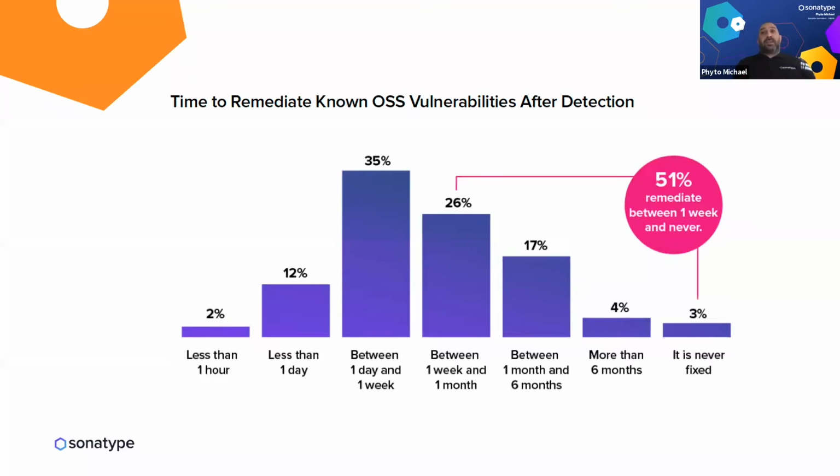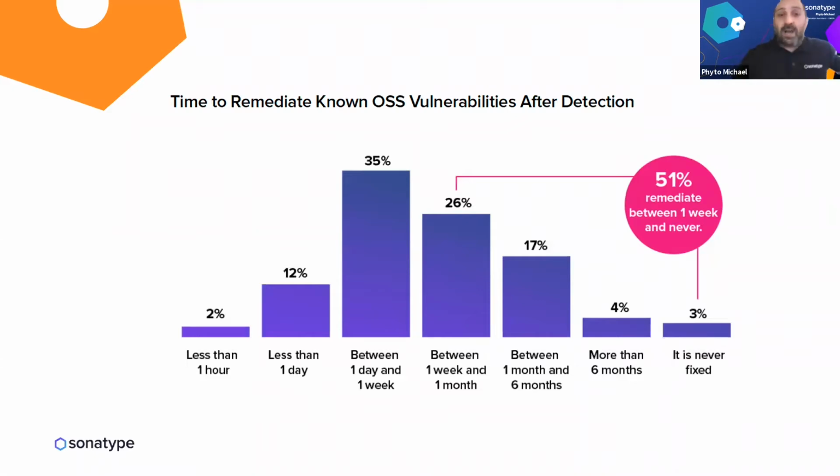So time to remediation. If we look at how long it takes to remediate a vulnerability after it has been detected, 2% of companies say less than an hour, 12% less than a day. But if we look at 51% of these, it's between 1 week and never. So within a week of a vulnerability being detected, it takes at least a week to a year in 51% of organizations to remediate that vulnerability.